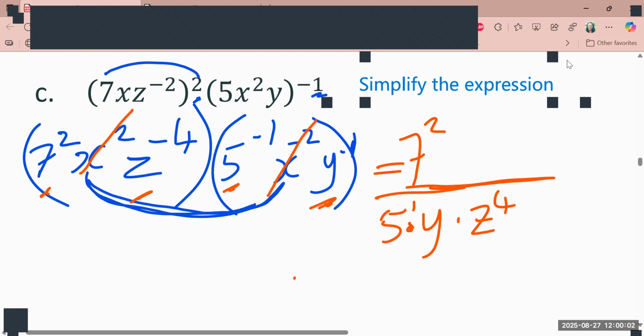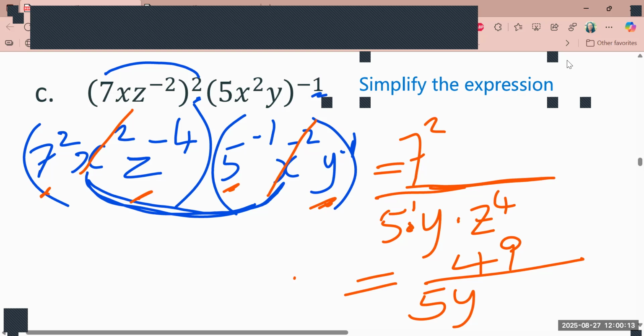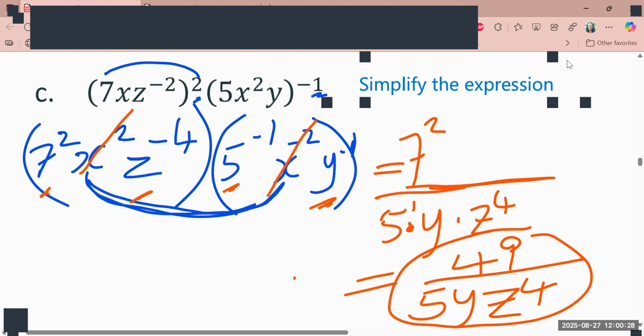So rewriting, 7 squared is 49, all over 5 y z to the power 4. That will be my final answer. I'm told to simplify, so that is the simplification. That is my answer. Okay.